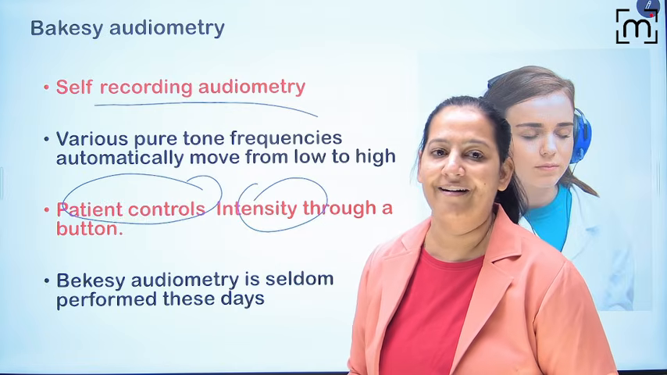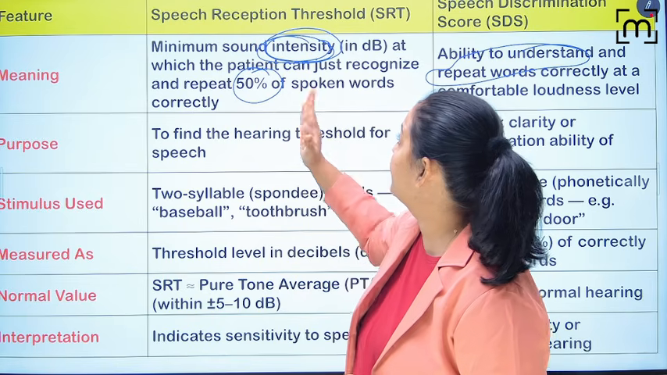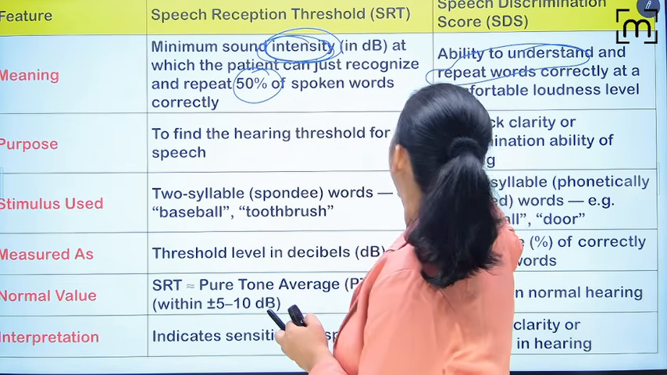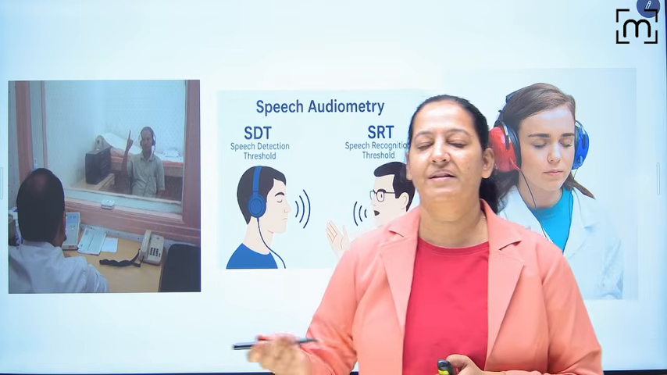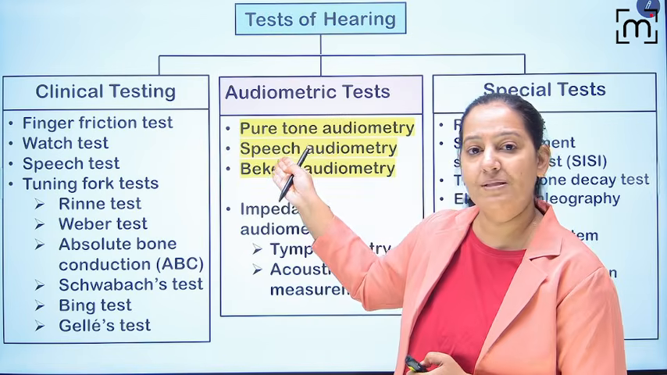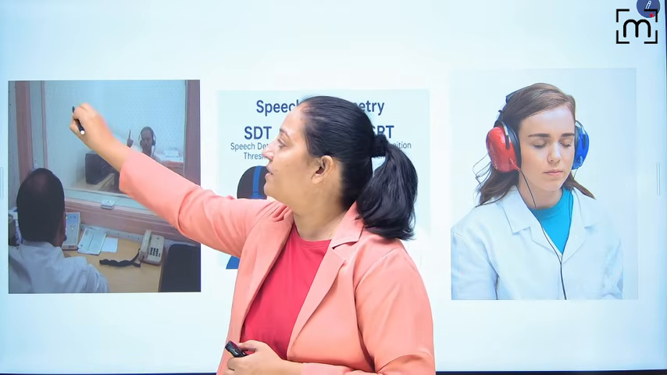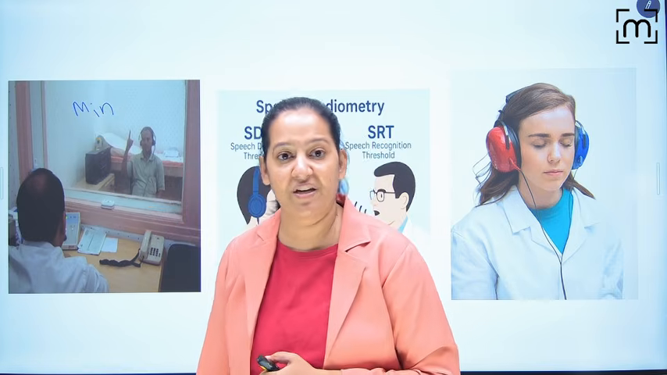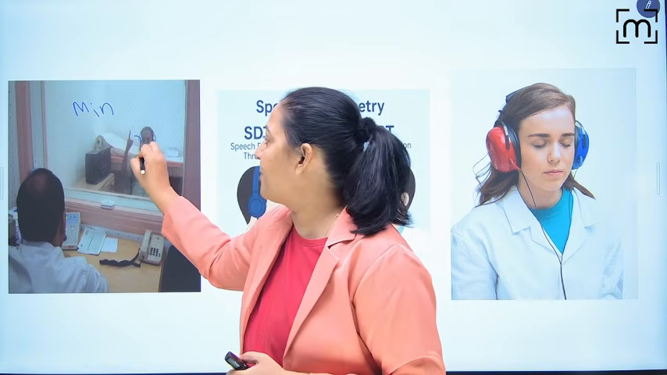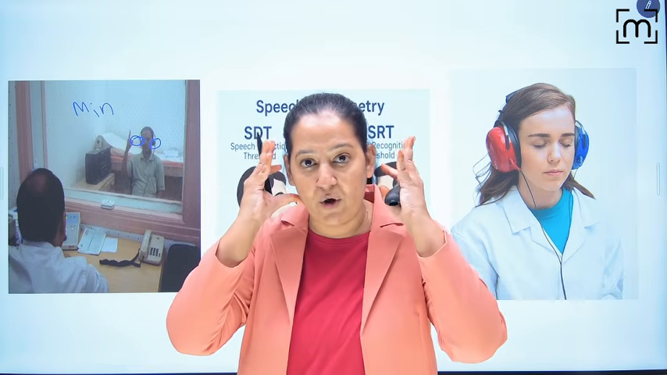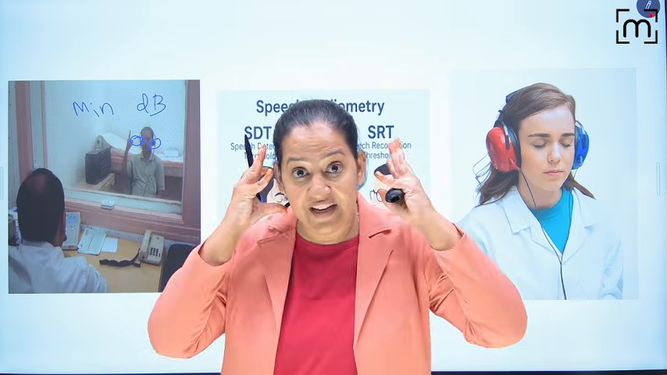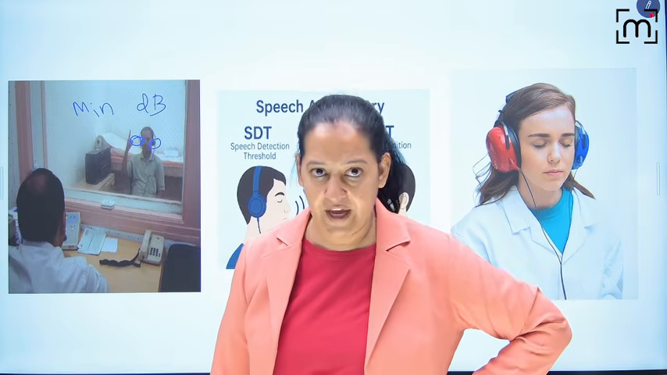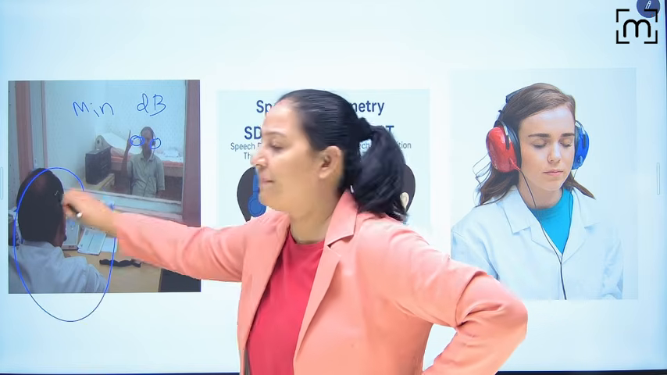People say speech audiometry is of two types: speech reception threshold and speech discrimination score. Yes or no? So do you want me to revise the three? These are the three types of audiometries. You can say pure tone, speech audiometry, and Békésy. This is pure tone, in which we want to know the minimum intensity at which the patient can hear 50% of the tone. Here beeps are played in the ears, beeps of different intensity, different frequency. We want to know the minimum decibel at which the patient can hear the beep, 50% of the beep. Okay. And the control is in the examiner's hand.